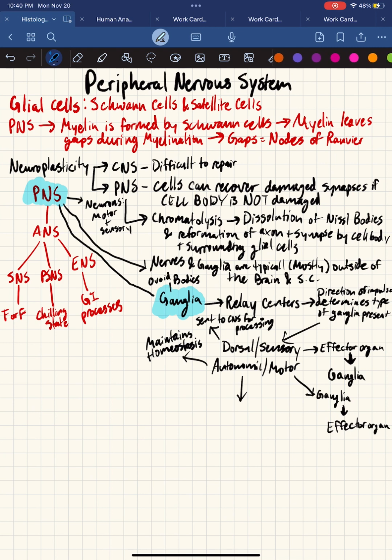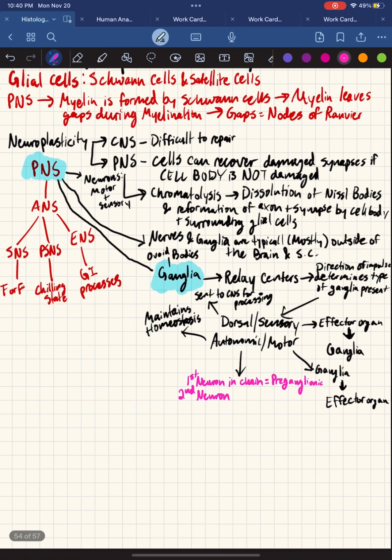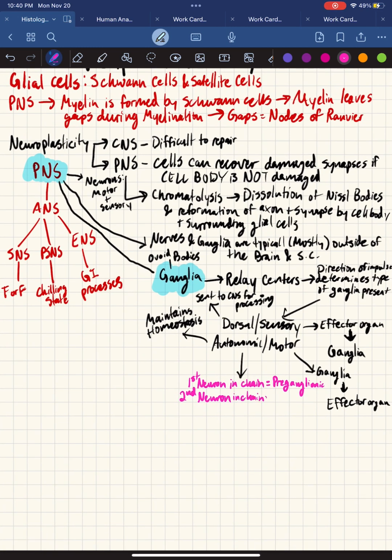Now, in the autonomic portion of the ganglia, there are two neurons that are significant in the chain that it exhibits. So the first neuron in the chain is going to be termed as pre-ganglionic. While the second neuron in the chain is going to be, take a wild guess, post-ganglionic.